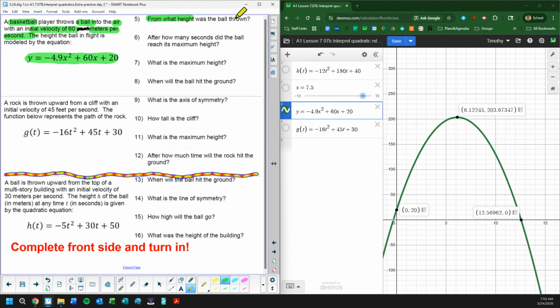From what height was the ball thrown? How many seconds did it take to reach its maximum? What is that maximum? And when does it hit the ground? All right, so we look at this in particular. Go ahead and, if you want, answer the questions, pause your video, come on back, and let's check it. From what height was the ball thrown? Well, that must be the initial place, or 20 meters above ground.